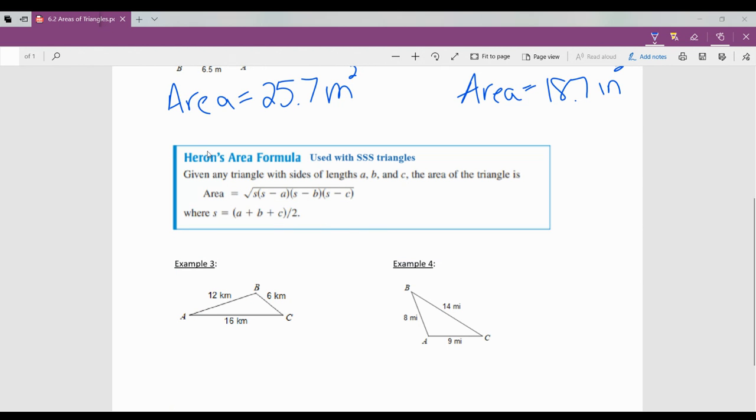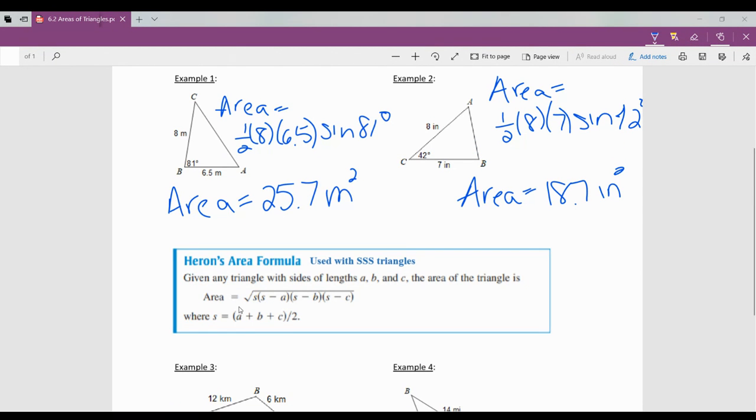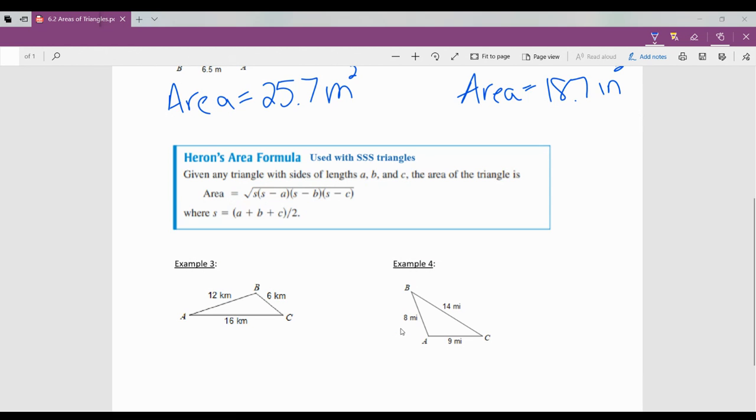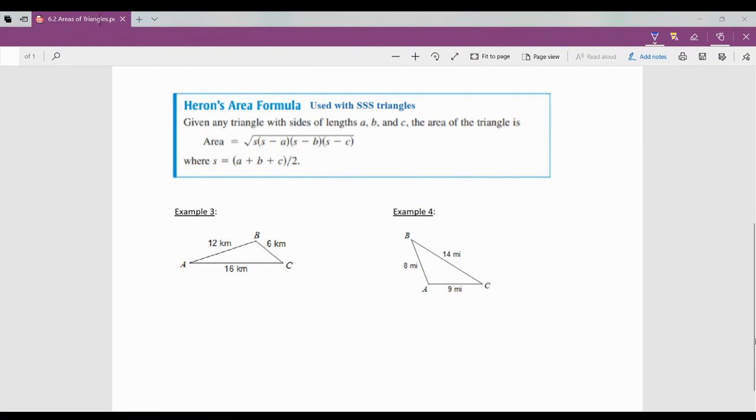Now, we have another area formula where we have side, side, side, and it's called Heron's formula. Heron's formula says you take all the lengths of the triangle, add them up and divide by 2. Then the area is going to equal the square root of that number times that number minus the first side, that number minus the second side, and that number minus the third side. Let's do a couple application problems of this.